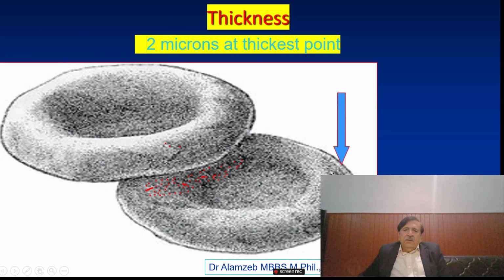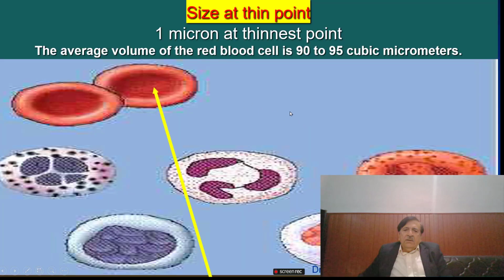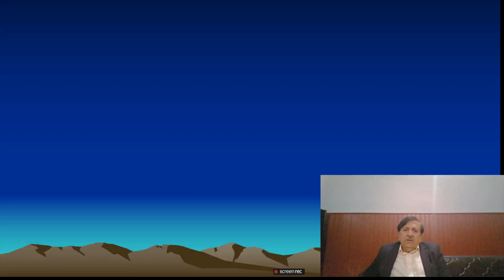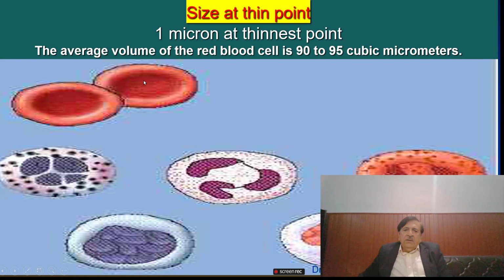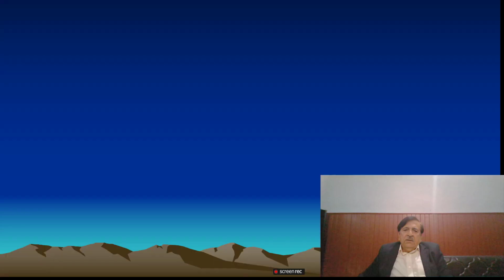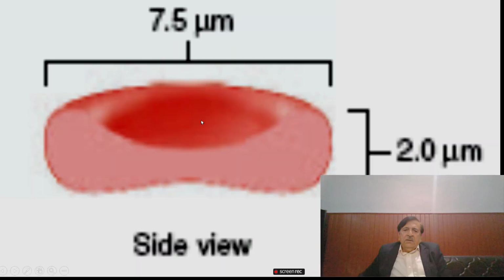Thickness is 2 micron at the thickest point. This is the thick point, and at this area where no concavity is present, the thickness is 2 micron. Size at thin point is 1 micron at the thinnest point. The average volume of the red blood cell is 90 to 95 cubic micrometer. This is the thin point or the concave central point, which is 1 micron thin.